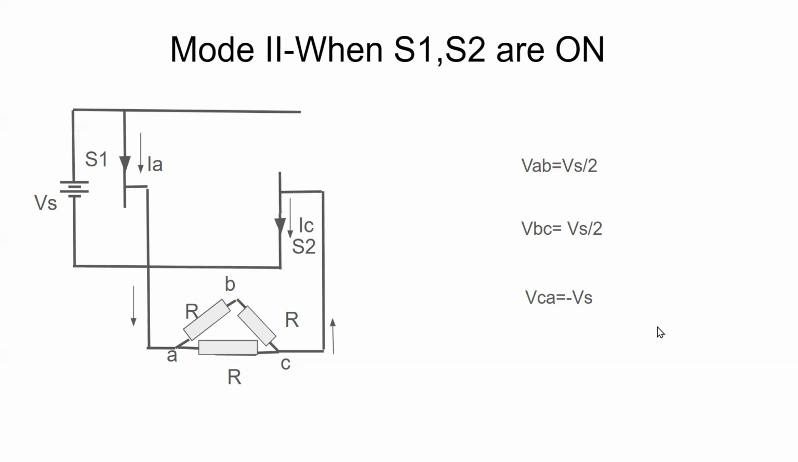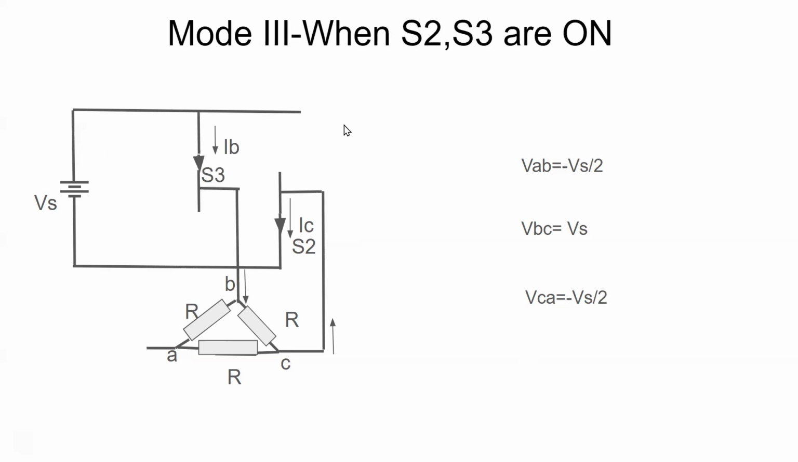In mode 2, S1 and S2 are in the on condition. A terminal is connected to plus of Vs through S1, and C terminal is connected to minus of Vs through S2. And here VAC will be equal to plus Vs. So VCA, we can write it as minus Vs, and VAB is plus Vs by 2 and VBC is plus Vs by 2.